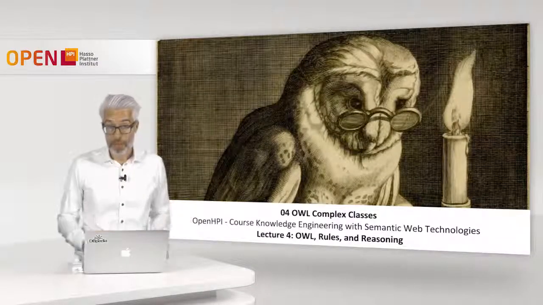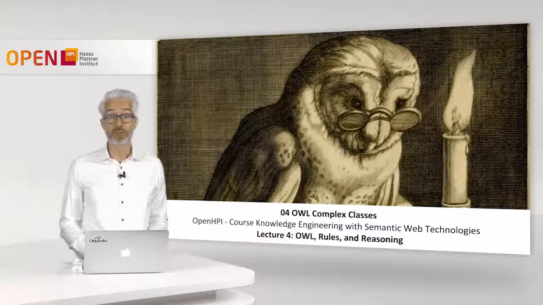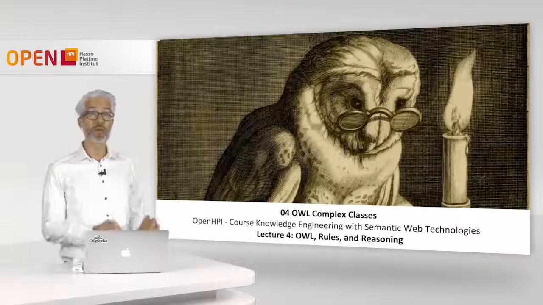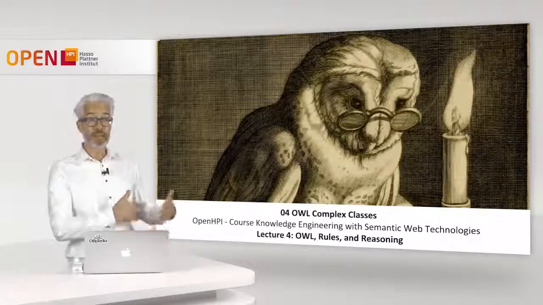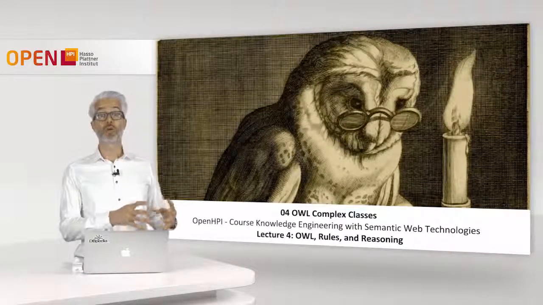So we have now introduced some basic definitions for OWL. In the next part of the lecture, we will see how we apply this together with constructors and constraints to define more complex classes.